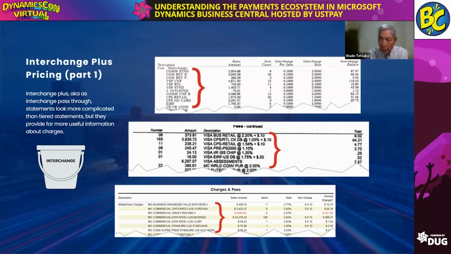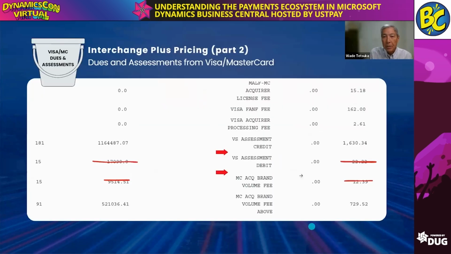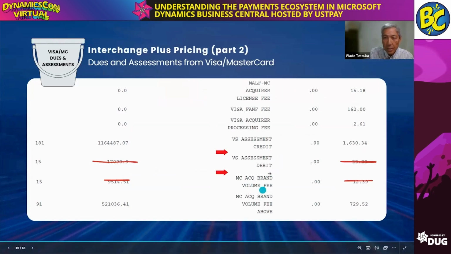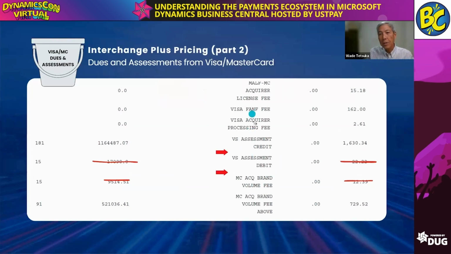Debit cards are going to be very low in percentage. The Visa and MasterCard dues and assessments, and there's other fees like acquirer processor fees. You can see their FANF fees. These are all fees that are assessed by Visa or MasterCard. They're also non-negotiable, but they'll appear on your statement with the terminologies that you kind of see here.